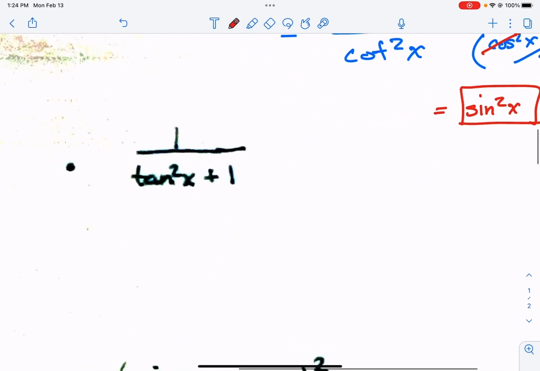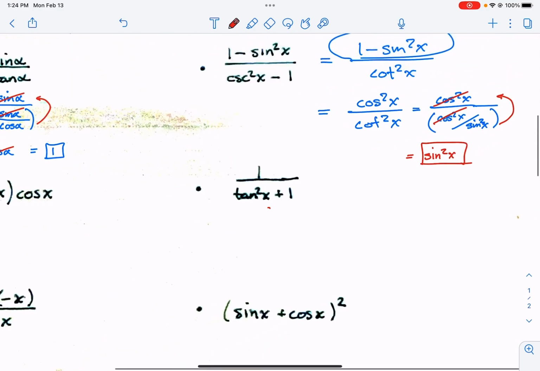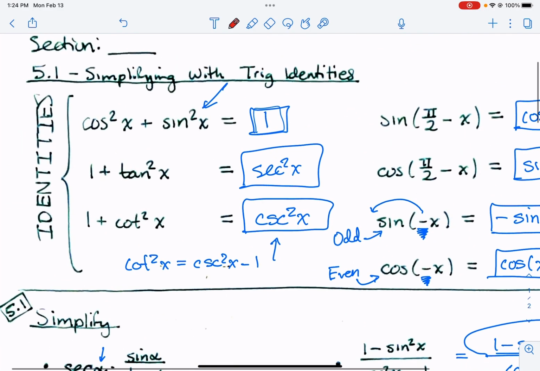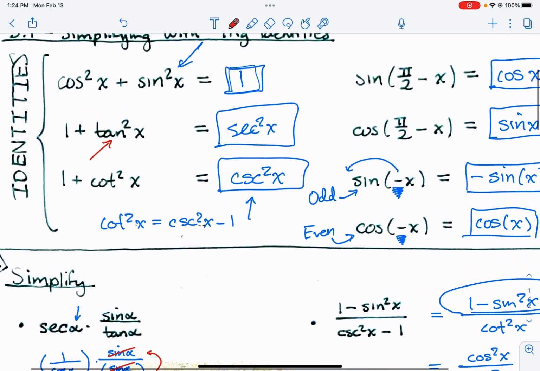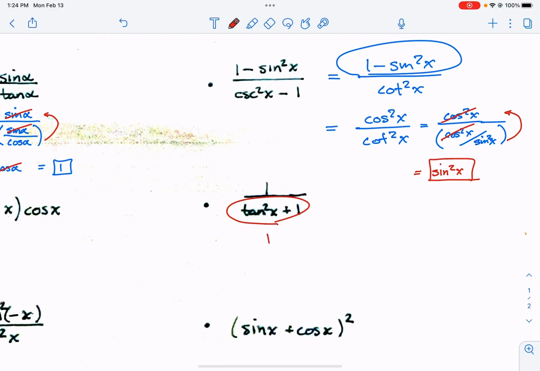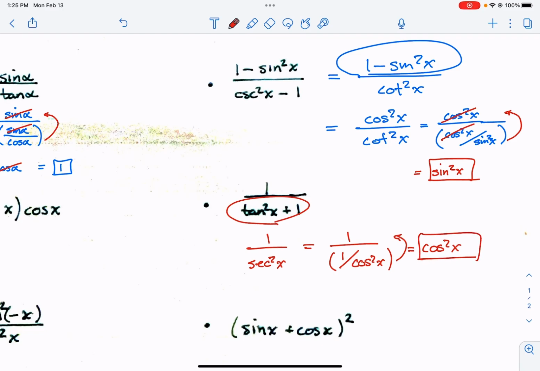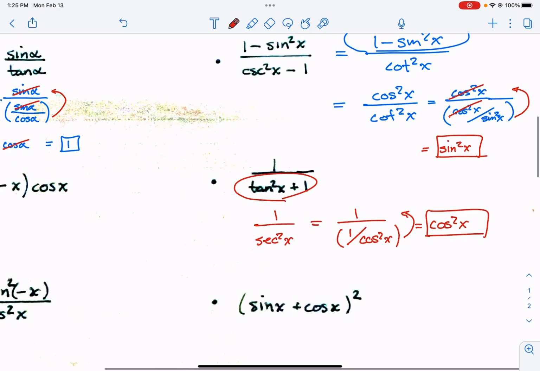Let's go ahead and do this one down here. It's pretty easy. We have an identity right there, that is this one. So we can just turn the denominator into secant squared. Well, what is secant? Secant is 1 over cosine squared x. We're dividing by a fraction, so the fraction's just going to flip over, and we get that this is equal to cosine squared x. 1 divided by 1 over cosine squared is going to turn into cosine squared.